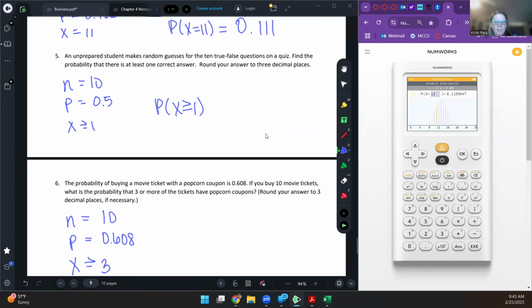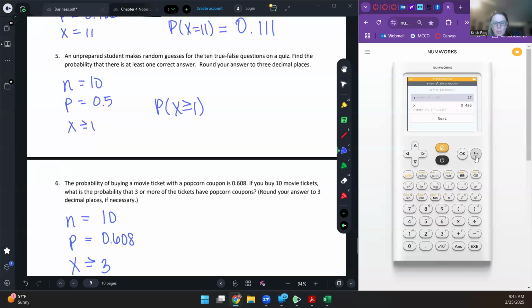Okay, number 5. There's 10 true false questions, so n is 10. True or false is 2 different answers. So the probability of getting it right is 1 out of 2. It's just like heads or tails, true or false. So it's 1 out of 2, so I put 0.5. And here it says, find the probability that there's at least one correct answer. So I wrote greater than or equal to 1 because that's what at least 1 means. Now, in the first video on this section, we talked about doing the 1 minus that trick. But now that we have the calculator, we don't have to.